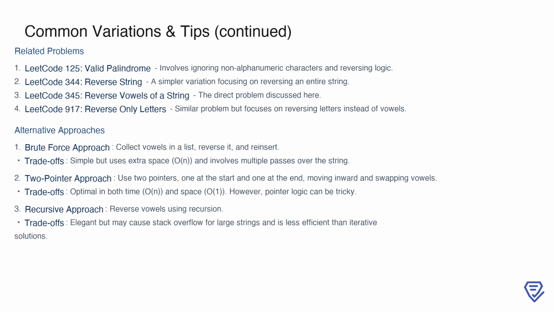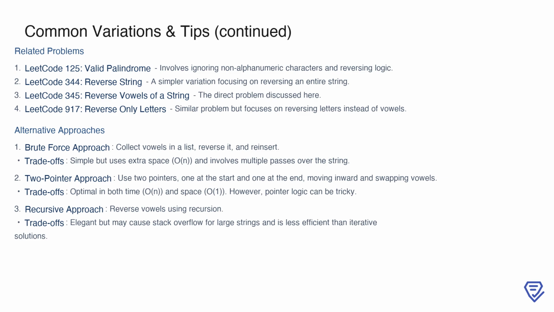Finally, let's explore some related problems and alternative approaches. Similar problems include LeetCode 125, valid palindrome, where you need to ignore non-alphanumeric characters and apply reversing logic, and LeetCode 344, reverse string, which simplifies things by reversing the entire string. Of course, there's LeetCode 345, the direct problem we're discussing here, and LeetCode 917, reverse only letters, which is similar but focuses on reversing letters instead of vowels.